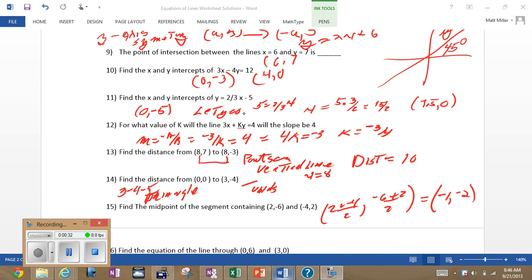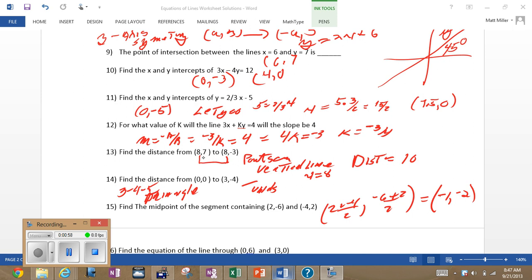Number 12, this goes back to remembering that in the standard form, the slope is the opposite of a over b, so the slope here can be identified as -3 over k, but you're told it's equal to 4, so you cross multiply and solve for k as -3/4.